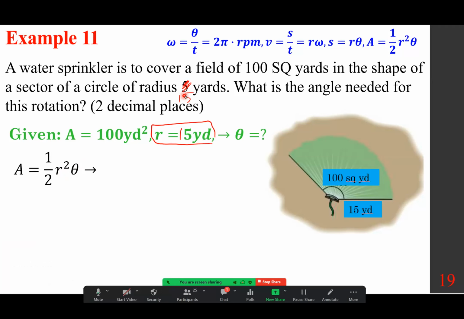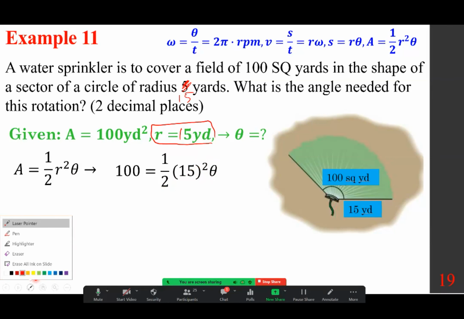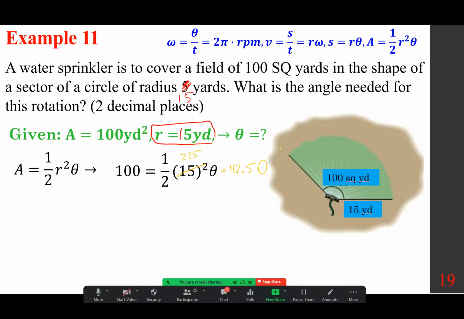Let's plug in everything. And what is missing? Theta. So this is 100, this is 1/2, R is 15 squared, and theta is missing. When you square 15, you get 225. When you divide it by 2, you get 112.5. So let me actually quickly do that. This is 225. This is 112.5. So theta is 100 divided by 112.5, which gives us 8/9 radians.